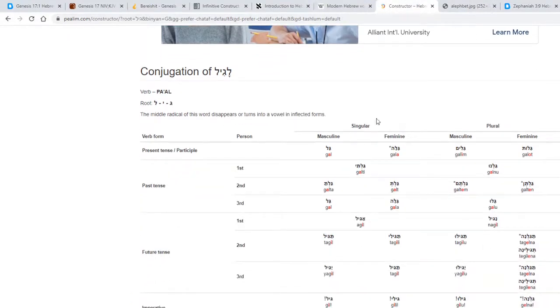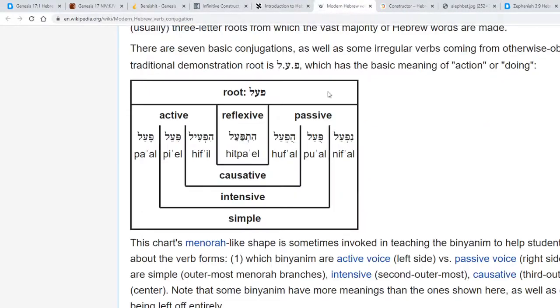So this is the constructor, right? And then let's talk a minute about the binyanim. There are 7 binyanim, 7 forms that the 3-letter root will go into. Traditionally, the root that everybody talks about is pe ayin lamed, pal, and you'll see that a lot when you're looking into the grammar. It's used as the workhorse when we're talking about constructions. So this is the root pe ayin lamed in all 7 of the constructions.